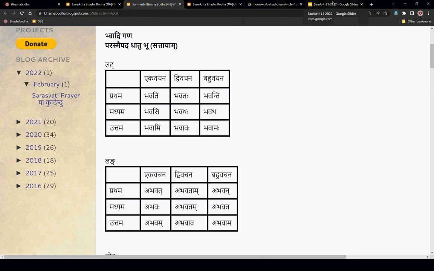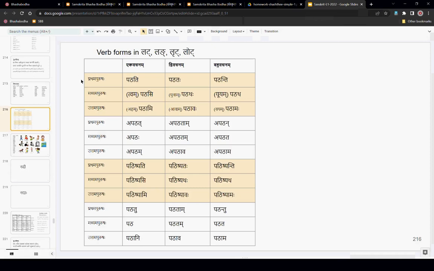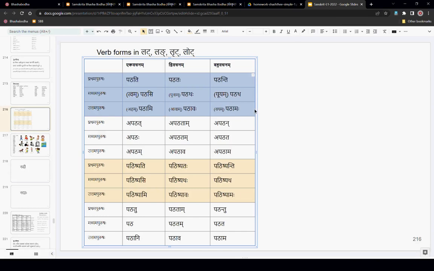So coming back to this table here, you see the first table here, which is in yellow. This one is vartamana kala or present tense. Patati, patataha, patanti, patasi, patataha, patatha, patami, patavaha, patamaha. This is a vartamana kala form or table of pat dhatu. Dhatu or the verb root of this verb or kriyapadam is pat. From pat, we have vartamana kala table like this or forms like this in each purusha and each vachanam.